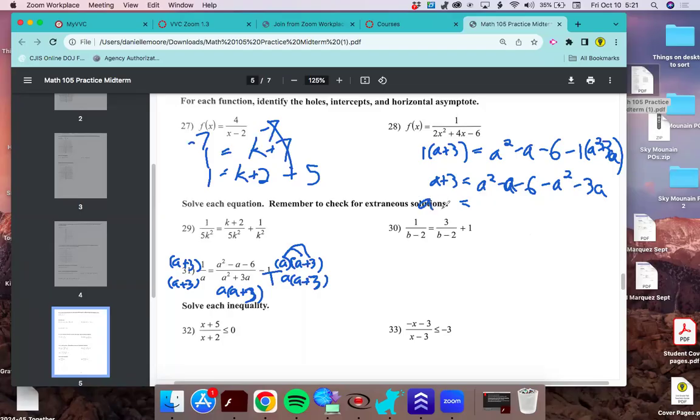And then we have A plus 3 equals, let's see here, A squared minus A squared. That's good, like terms to put together. So that's gone. A squared minus A squared, done. And then we have a minus A and a minus 3A makes for a minus 4A minus 6 equals A plus 3. Almost done there.